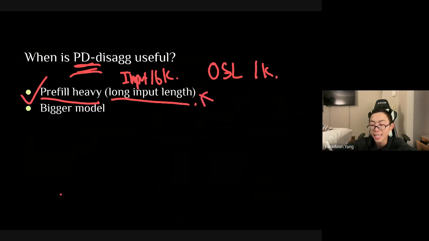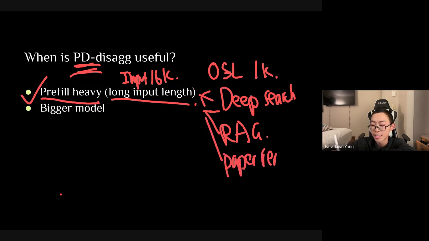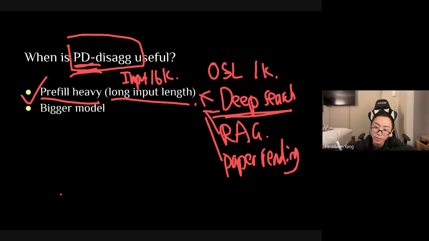So what are some use cases here then? Deep research, and also RAG, retrieval augmented generation. Also like paper reading. Deep research means synthesizing many articles and search results, so the input is huge. RAG is also having a database of it. And that's why PD is increasingly useful in the modern workloads of those three.